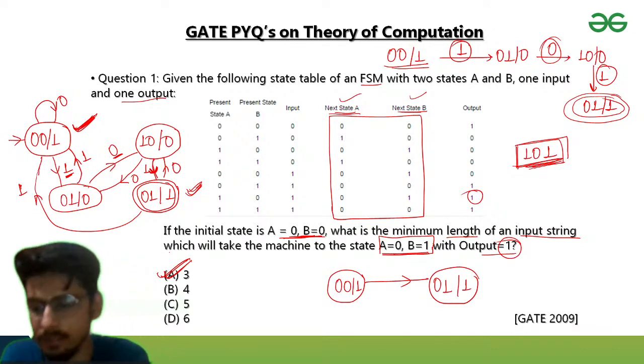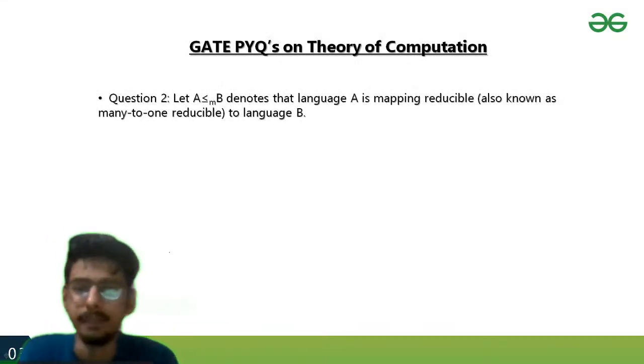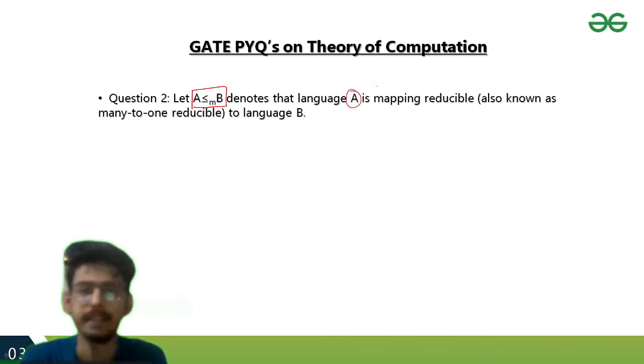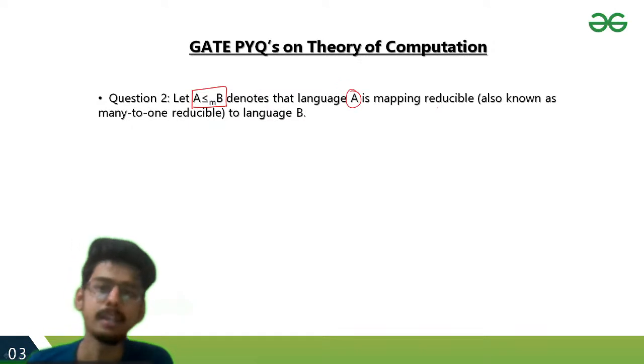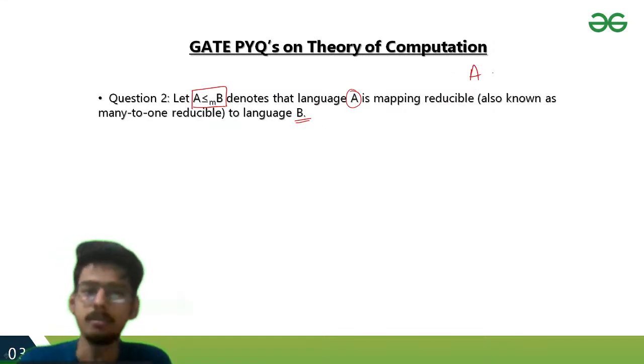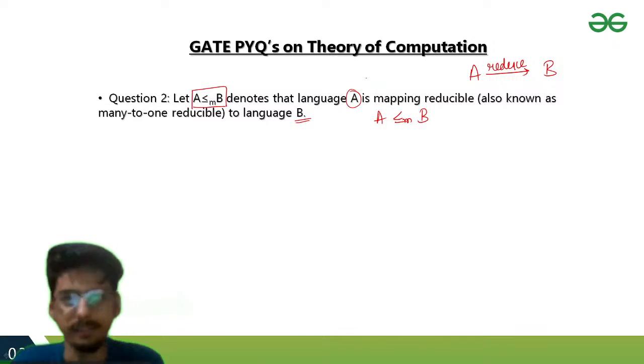Now let's move on to the next question. This question says: let A ≤m B. This is an expression denoting that the language A is mapping reducible, or many-to-one reducible, to language B. So basically, I can reduce language A to a language B. This is the whole meaning of the expression A ≤m B.